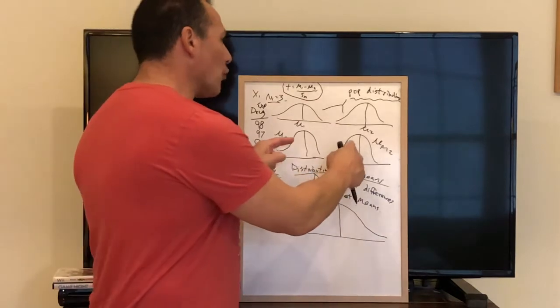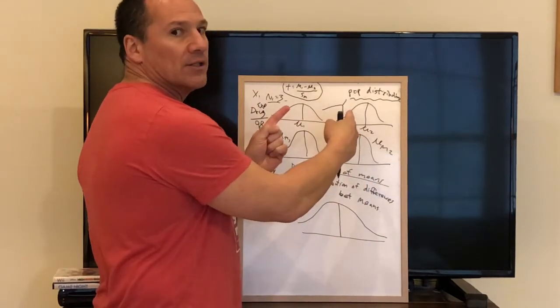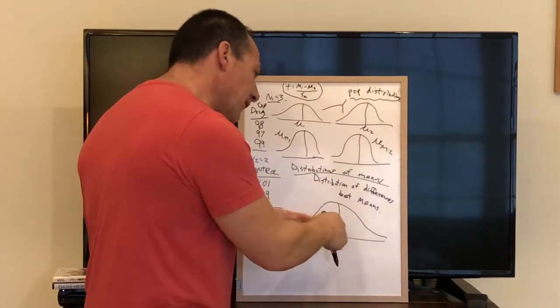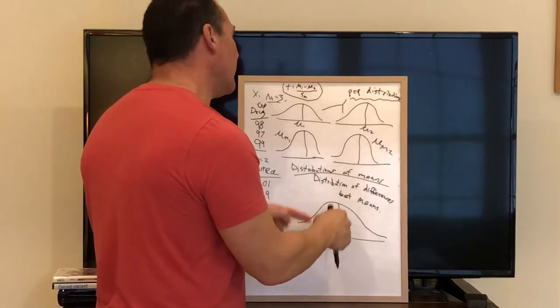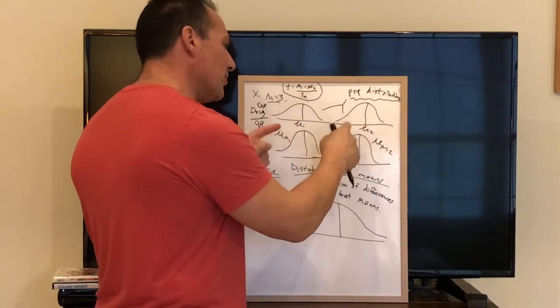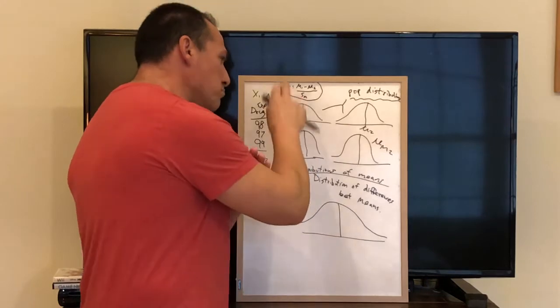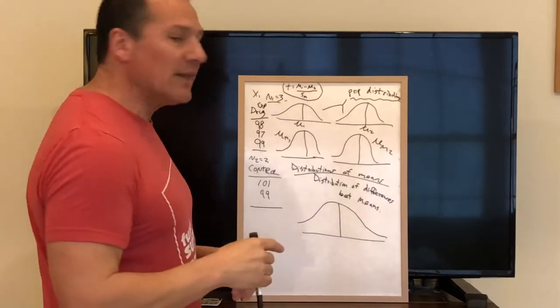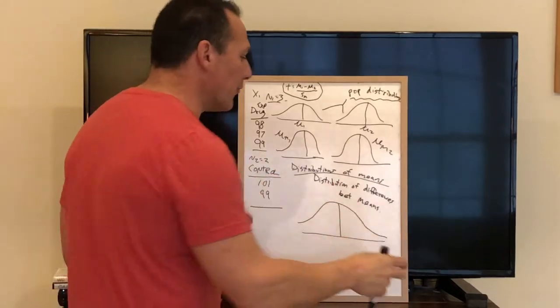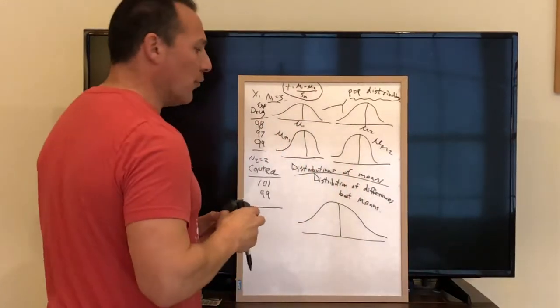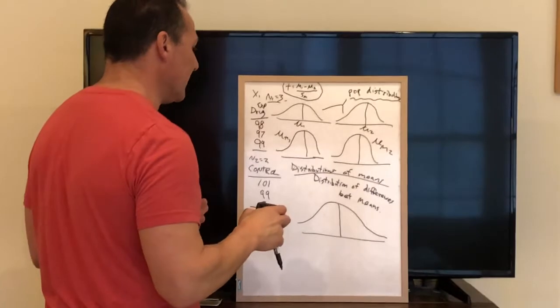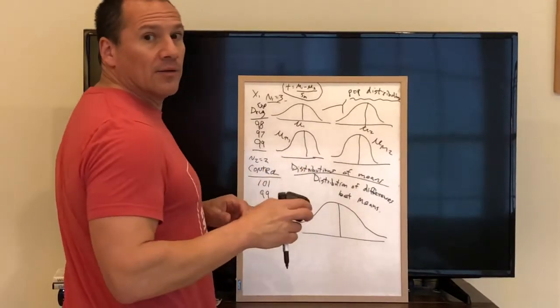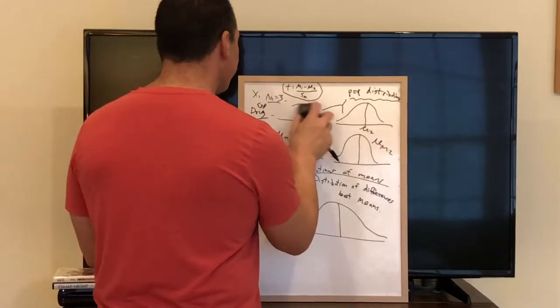Distributions of means are created based on population distributions, and a distribution of differences between means is created based on the distributions of means representing both populations. That's kind of a long theoretical explanation of what a distribution of differences between means is. Let's get into the math of it.